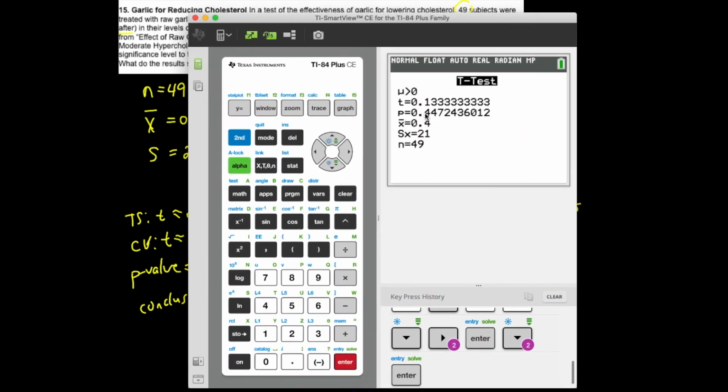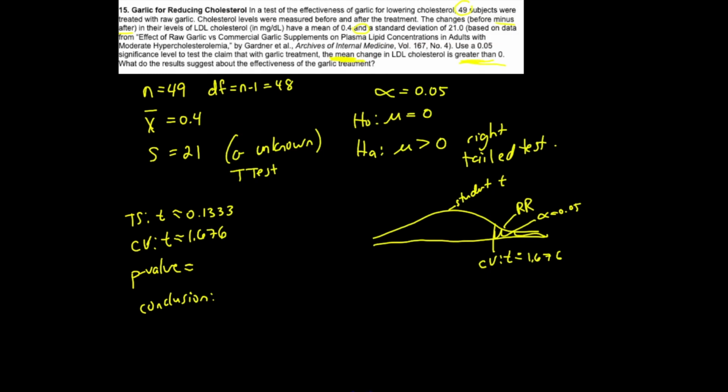P-value is a large p-value, 0.4472. And the p-value is an area, so we're going to take more digits, 0.4472. And now I can actually use whichever method I want to run this test. I'm going to discuss all 3 methods for this one.